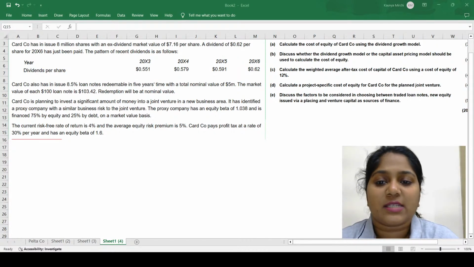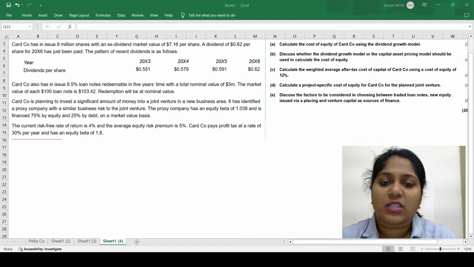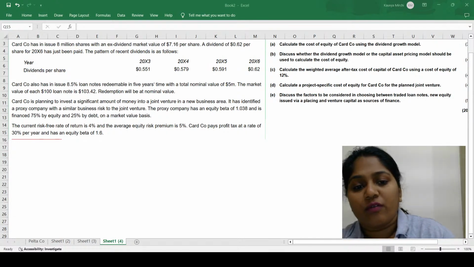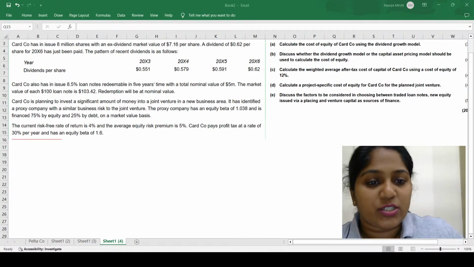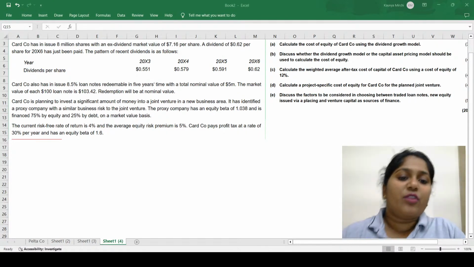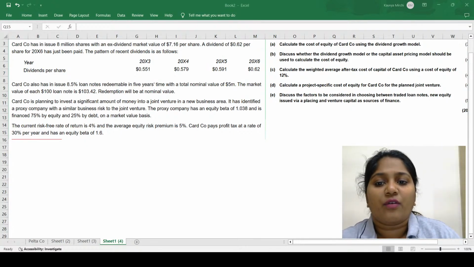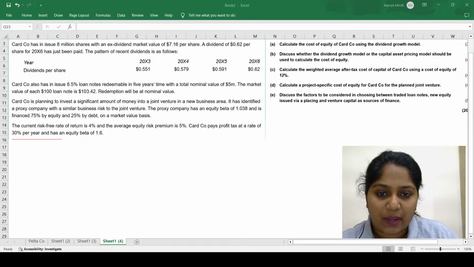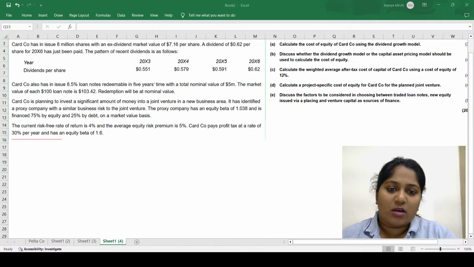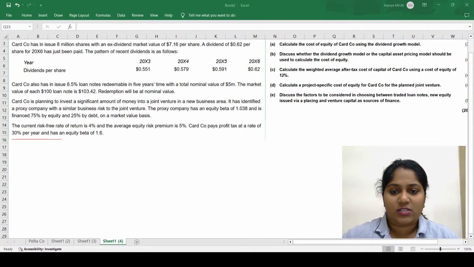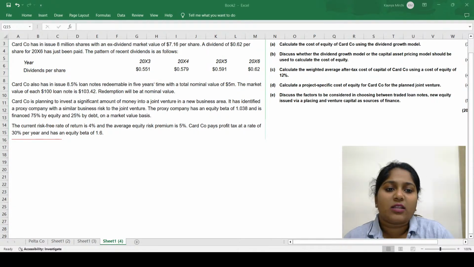See, Card Company has issued 8 million shares with an ex dividend market value of $7.16 per share. A dividend of $0.62 per share for 20X6 has just been paid out. So we know for 20X6 the dividend that we have paid, D0, is 0.62. The pattern of recent dividends is as follows. We have got the recent dividends.